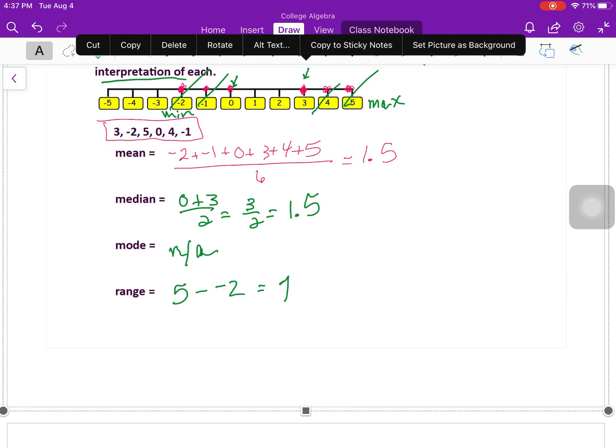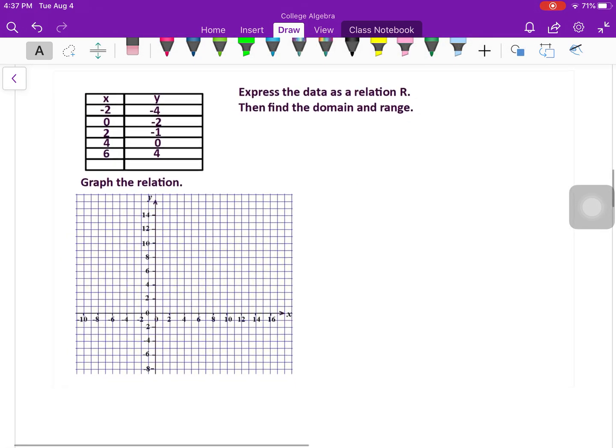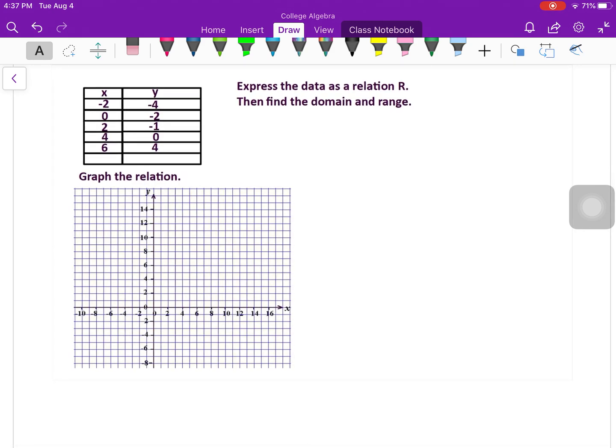Now, I also have attached to your OneNote a lesson on how to do this on your calculator. So you could just look at that, and it is using your stat features on your calculator.